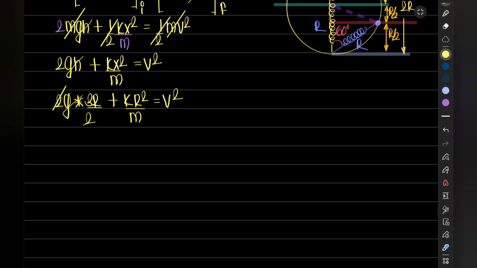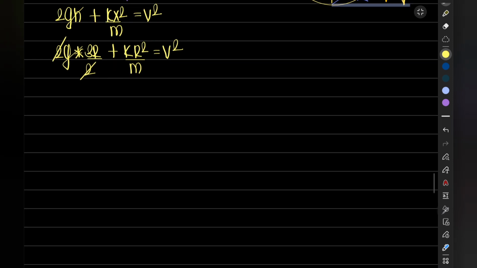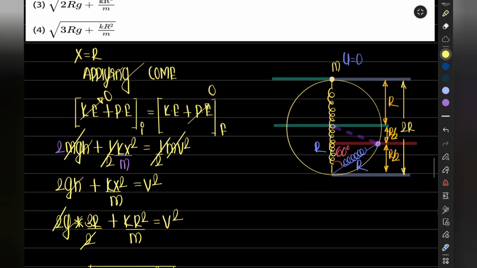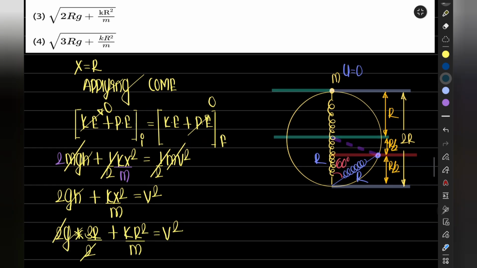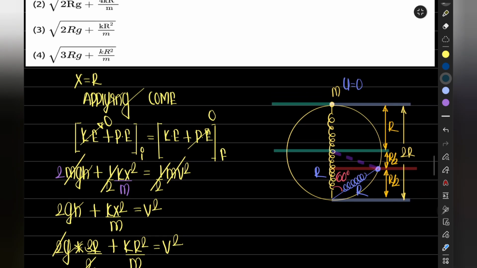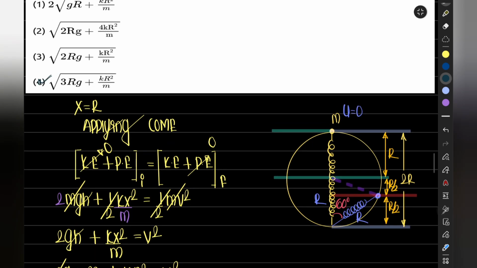Now this 2 will get cancelled out, so the final value of v will be under root 3 g r plus k r square by m. So let's check the options: 3gr, yes, 3gr, kr square by m, kr square by m. So option number 4 will be our correct answer.